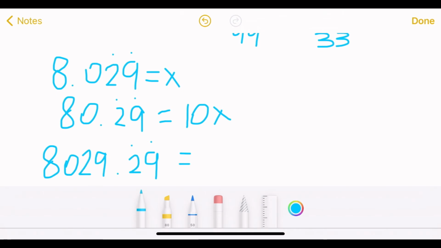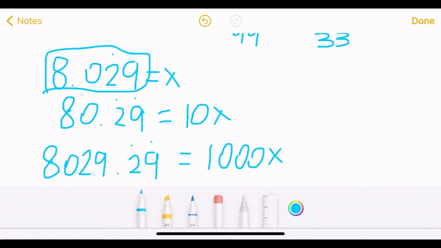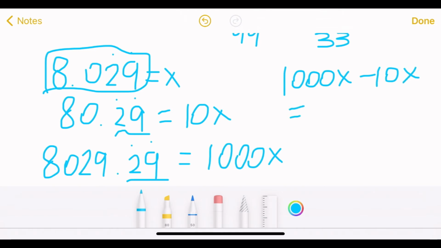8,029.29 repeating is the original number x, and this number is multiplied by 1000x. Now, these two have the same number after the decimal point. So I can do 1000x minus 10x, and that gives me 990x. And if I subtract these two numbers, 8,029.29 repeating and 80.29 repeating, I get 7,949.